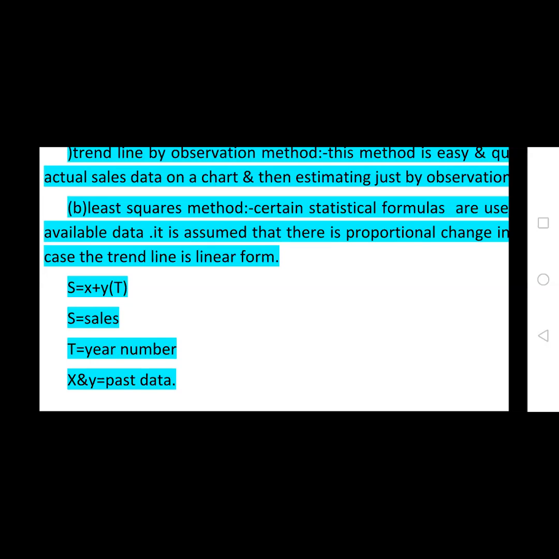X and Y are past data, for example the past one year and two years data. If the past one year and two years data is available, X and Y are taken as the first year and second year data. If you want to estimate the third year, T is taken as 3, and for the fourth year, T is considered as 4. So this type of demand forecasting is called the least squares method.